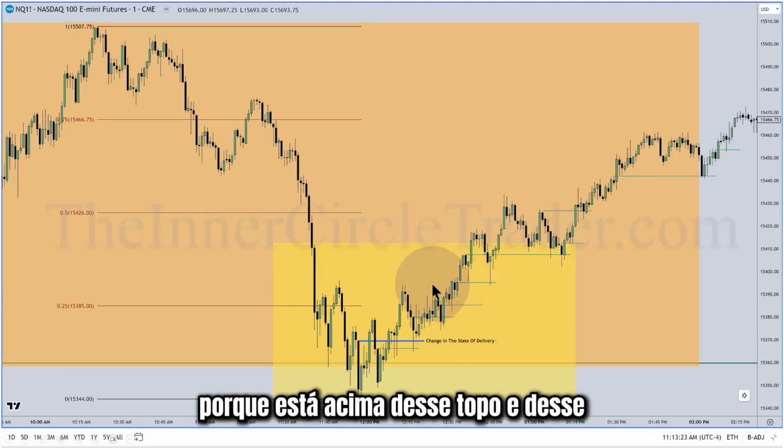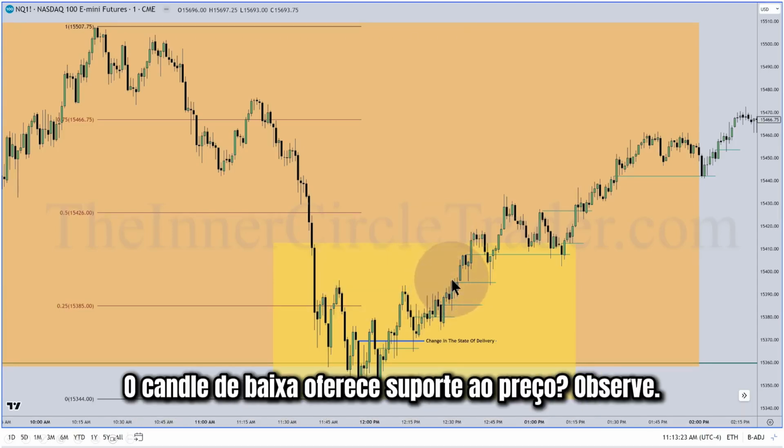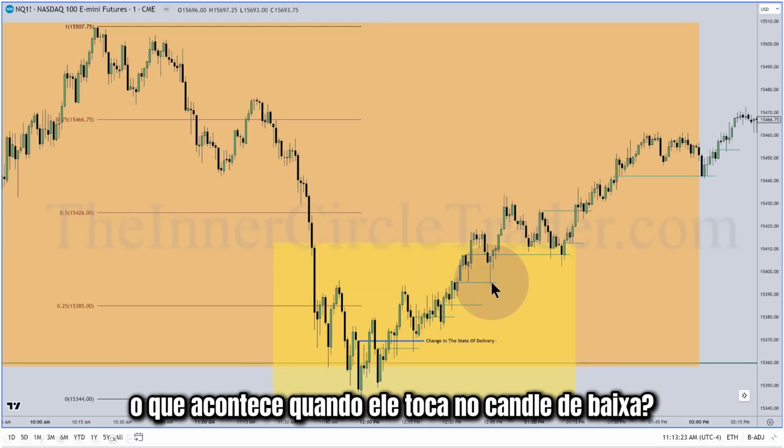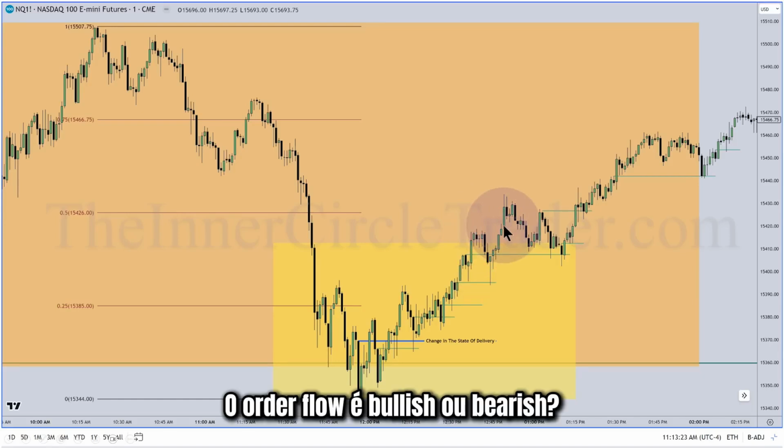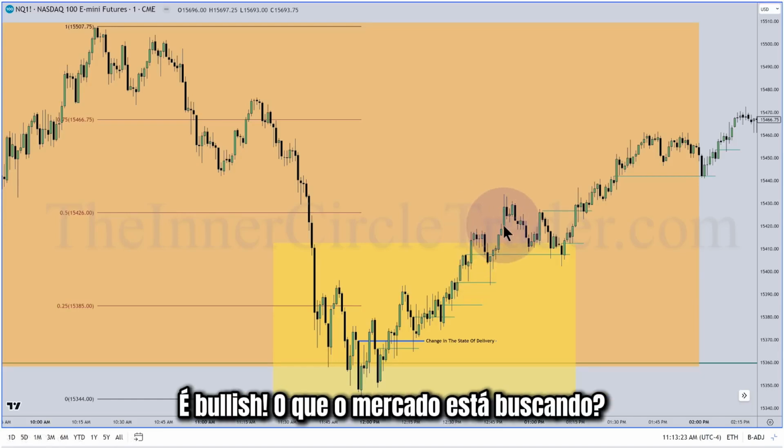Why am I picking this one? Because it's above this high here and this high here. So does it support price? Look at it. What happens when it hits it? Starts going higher. Does it take out a short-term high? Yes, it does. So is order flow bullish or bearish? It's bullish.